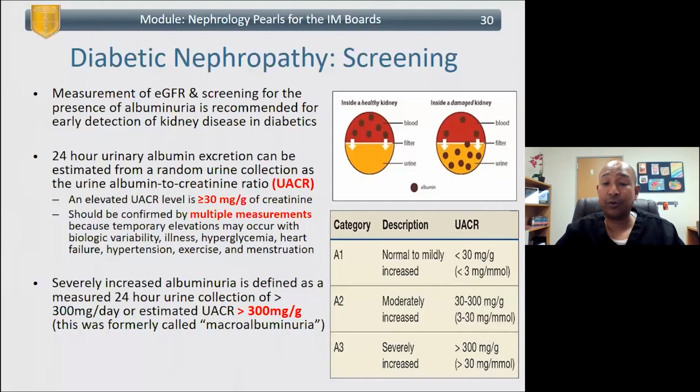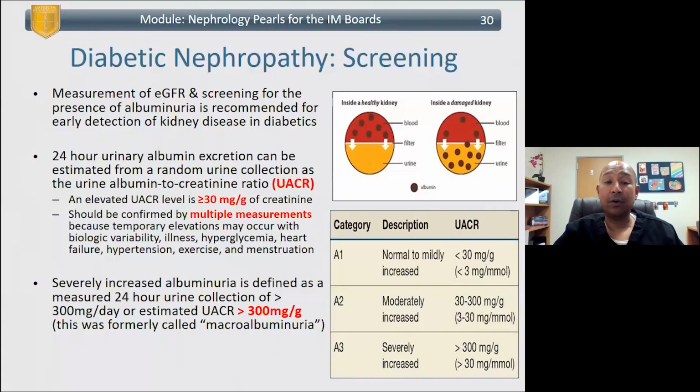And when is this ratio elevated? If it's going to be greater than 30 milligrams per gram of creatinine. And of course, if it's elevated, you want to do multiple measurements to confirm it's actually elevated in these cases. Many things can give you a false elevation, whether it's exercise, menstruation, illness, heart failure. And of course, there are different terminologies that we use.